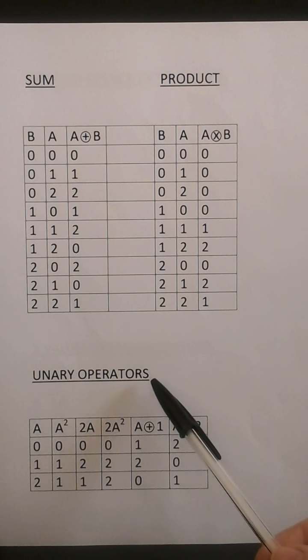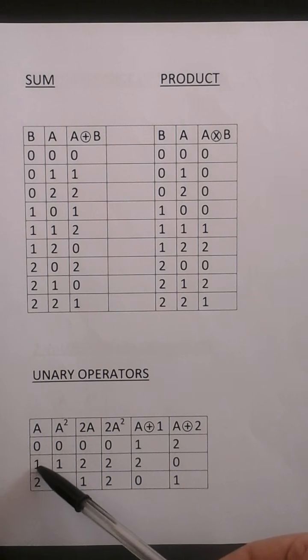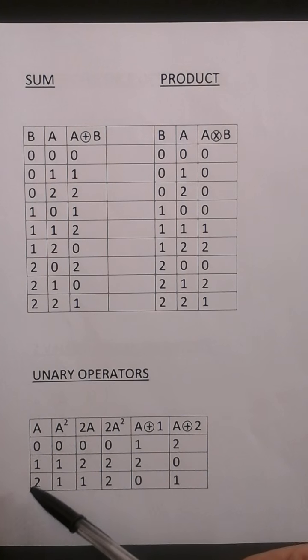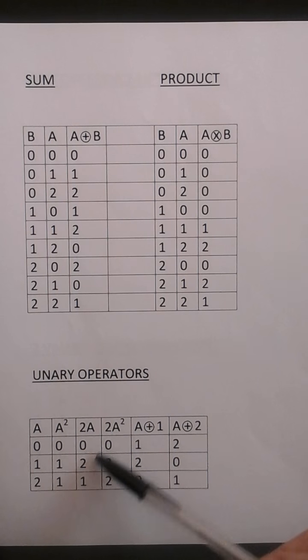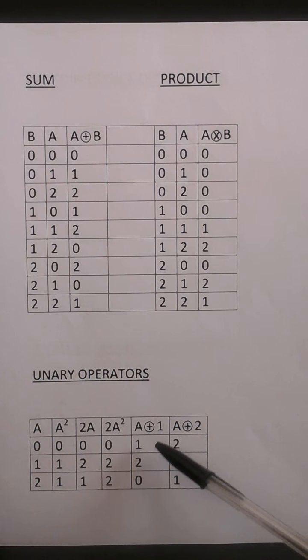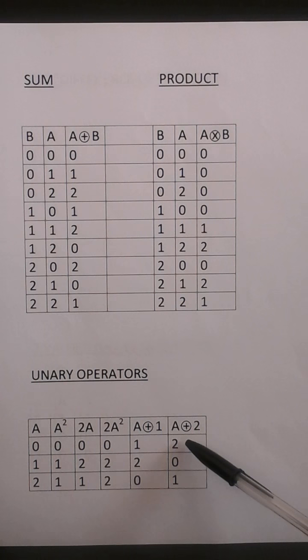Here we have some unary operators. Here we have A squared, which is A times A. So 1 times 1 is a 1, 0 times 0 is a 0, and 2 times 2 is a 1. Here we have twice A, which is 0, 2, 1, twice A squared, 0, 2, 2. A plus 1, 1, 2, which is 1 plus, this is the successor function, and this is the predecessor function. In response to 0, 1, 2, we get 2, 0, 1 for A plus 2. So that is for Reed-Muller logic base 3, ternary.